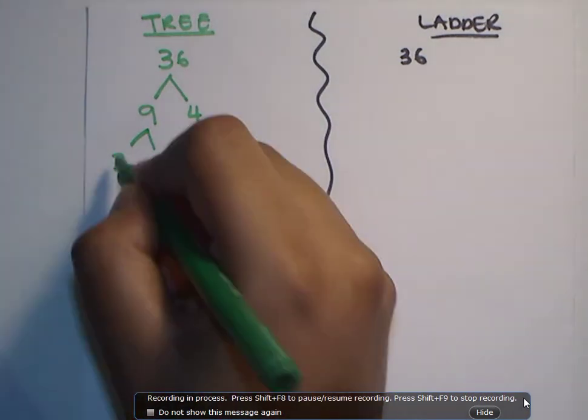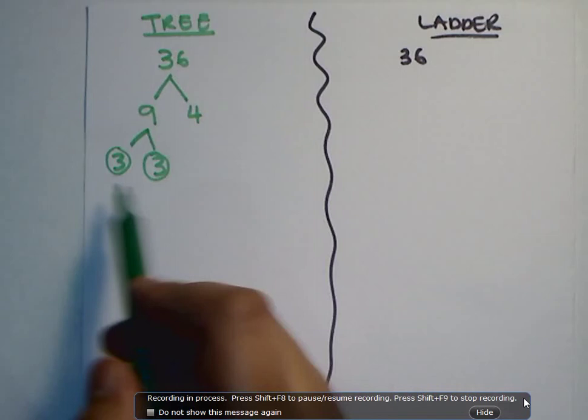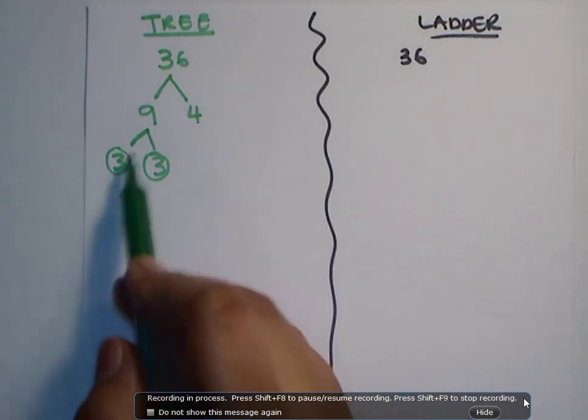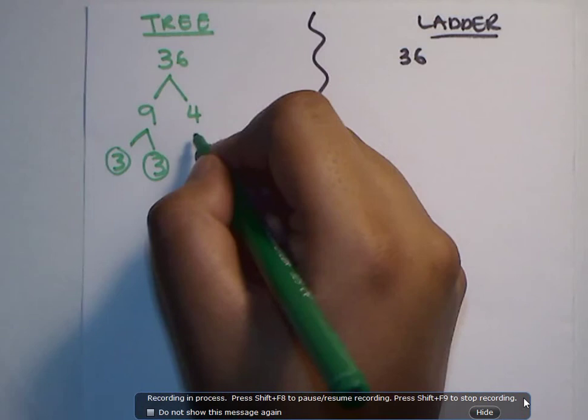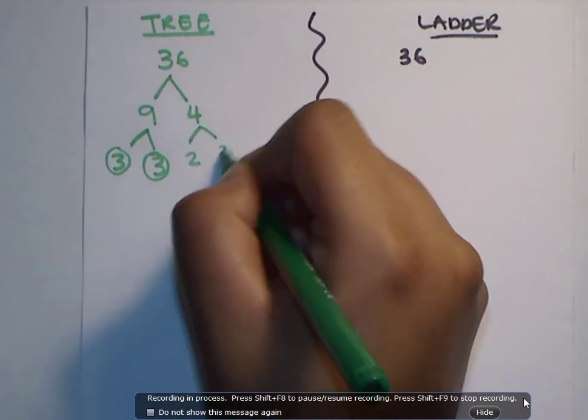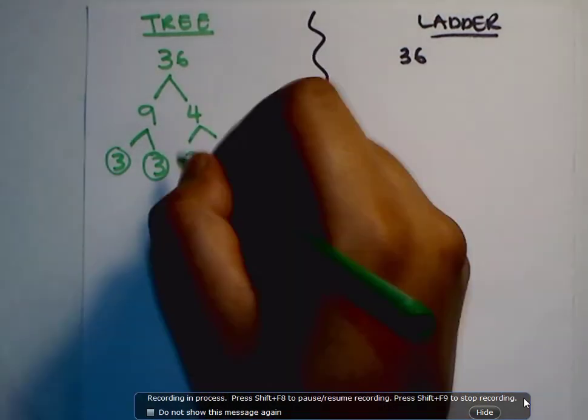Then I make a circle around them, meaning that those are my final answers from this branch here. Then I have 4. What times what gives me 4? So it's 2 times 2. Are they both prime numbers? Yes. So I circle them.